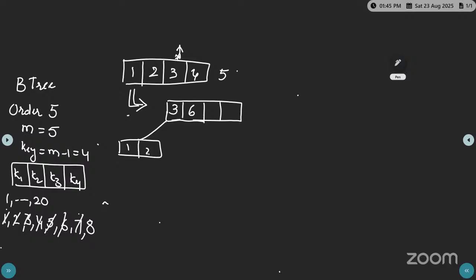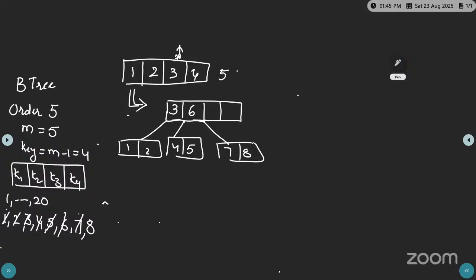Next, tell me, what is to the left of 6? 4, 5. Remaining spaces are also available. Here I'm not drawing. 2 more spaces available. And what is to the right of 6? Remaining 2 more spaces are also available. Here I'm not drawing. That's it.